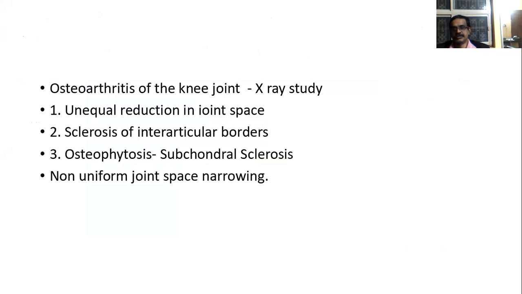So osteoarthritis is a degenerative joint disease which is usually caused in old age, isn't it? In osteoarthritis of the knee joint, X-ray study findings are: number 1, unequal reduction in joint space; number 2, sclerosis of interarticular borders; number 3, osteophytosis, that is subchondral sclerosis, and non-uniform joint space narrowing.